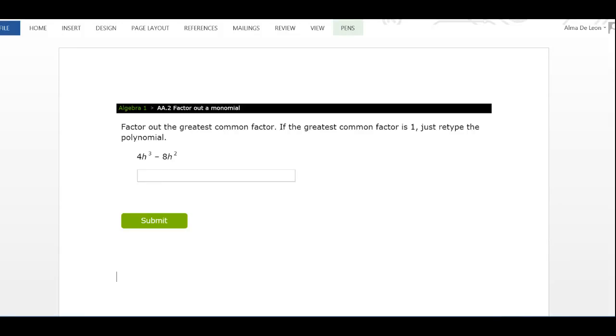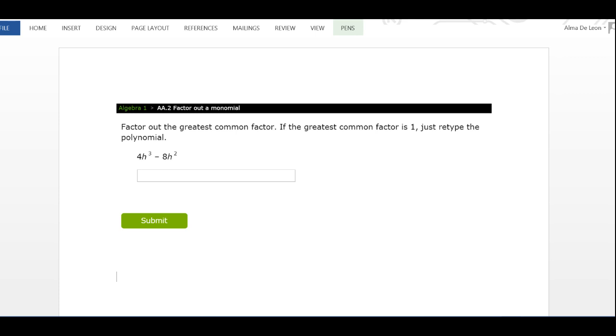Okay, so today I'm going to practice factoring, and this category is AA.2. Today I'm going to factor out the greatest common factor. And these problems are very easy. All we have to do is first look at the numbers, and then we look at the letters.